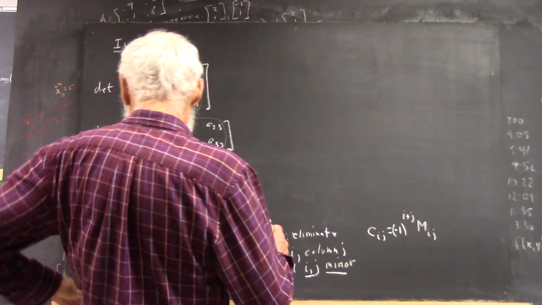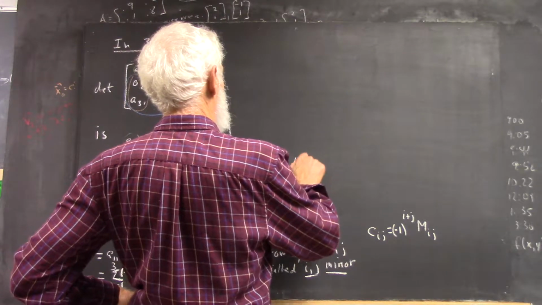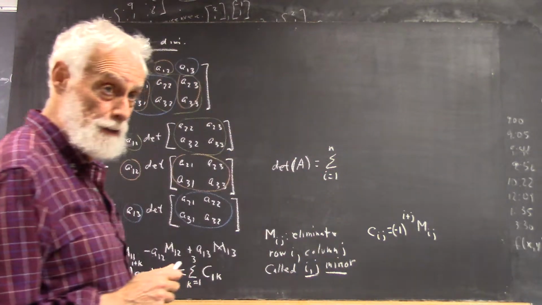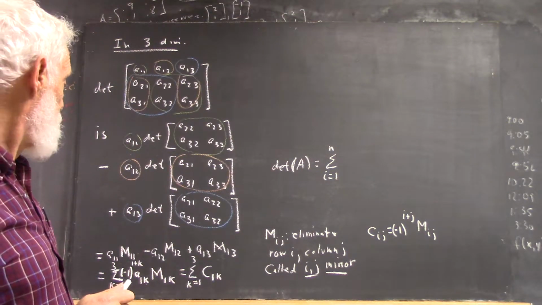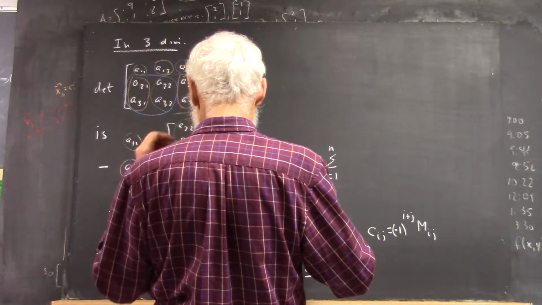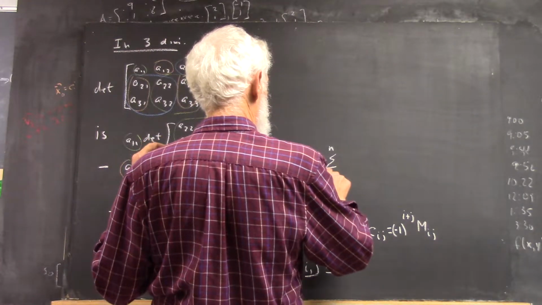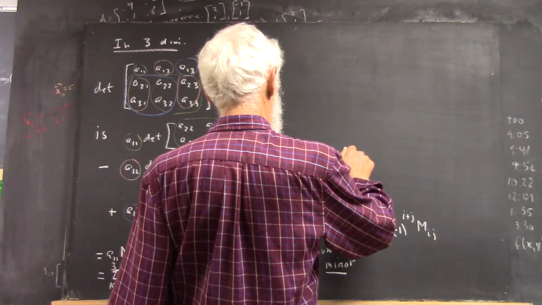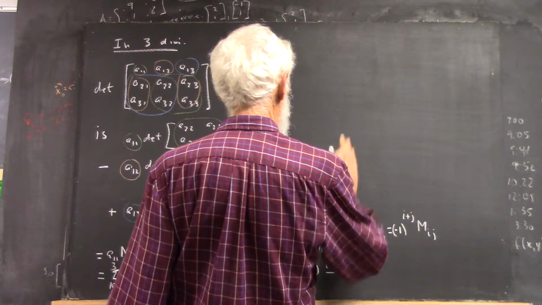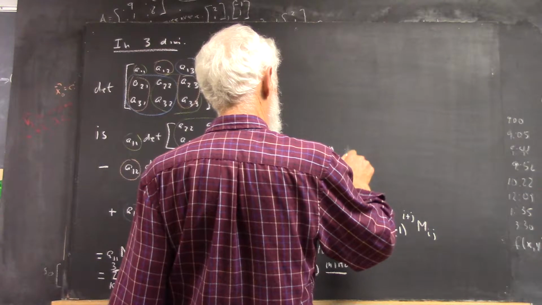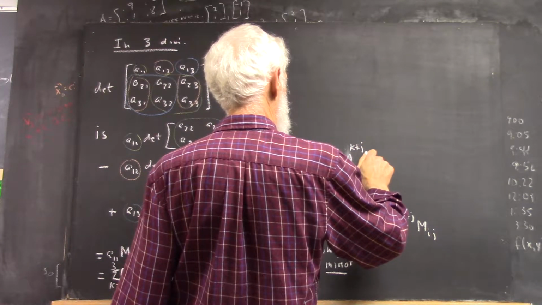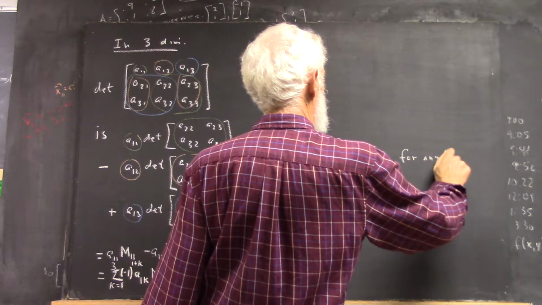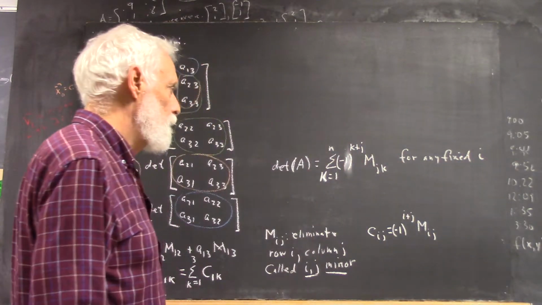Okay? And the summary is simply that the determinant of A is a sum from k equals 1 to n, okay, I'll make it k equals 1 to n to imitate this, because k is the thing that's changing, of this, for any fixed j.